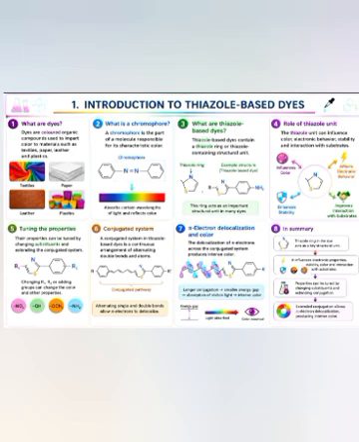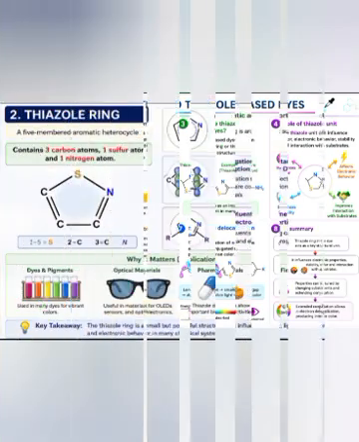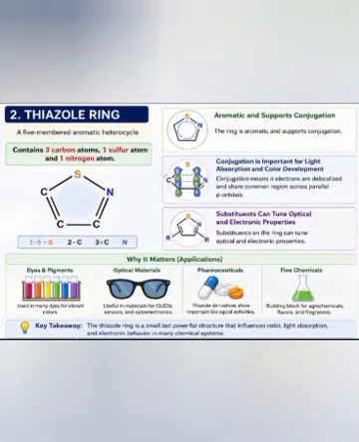A conjugated system in thiazole-based dyes is a continuous arrangement of alternating double bonds and atoms that allow pi electrons to delocalize, producing intense color. Delocalize means pi electrons are not restricted but continuously moving.